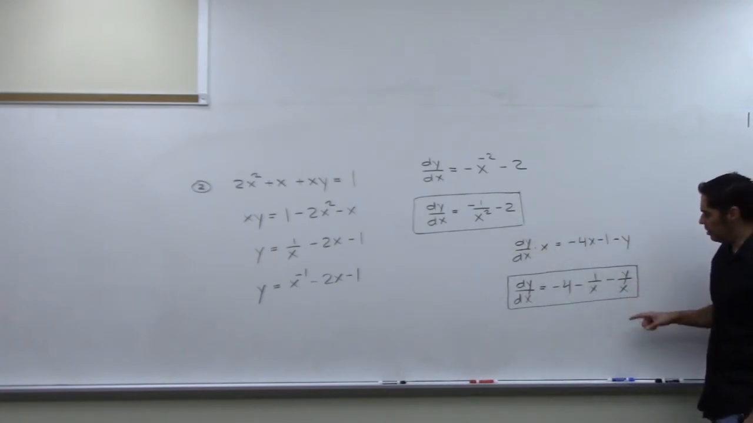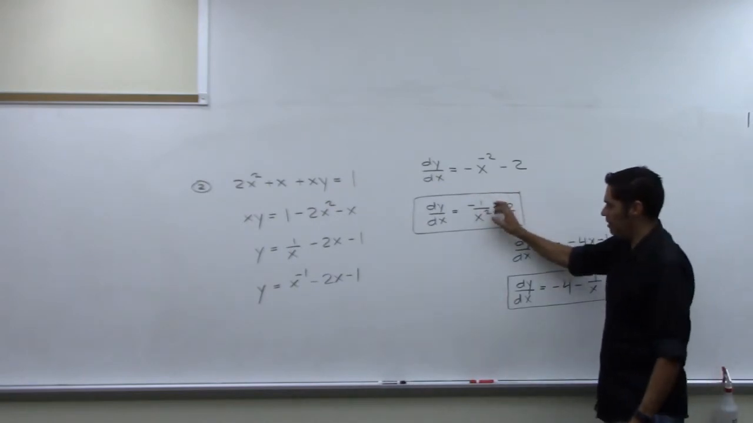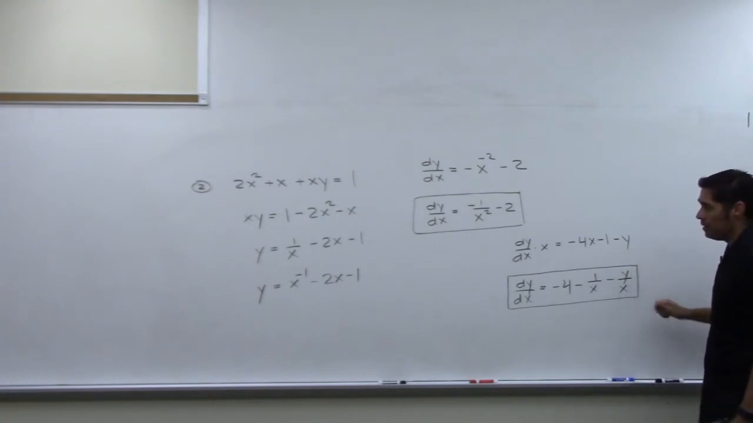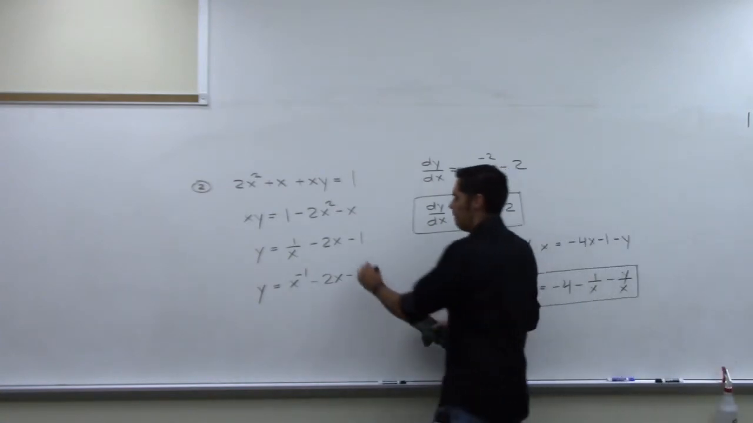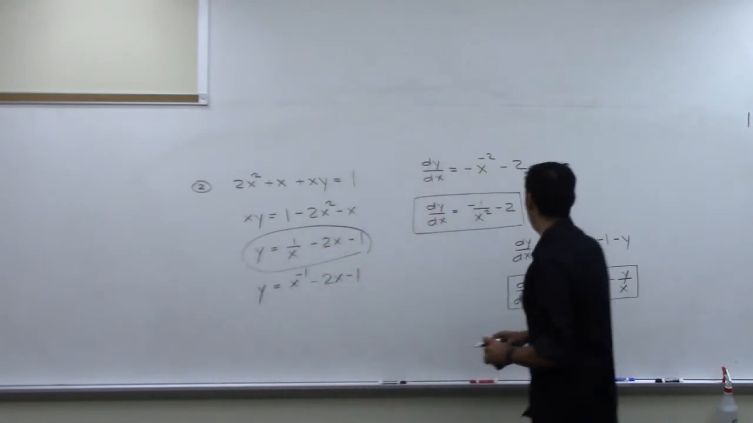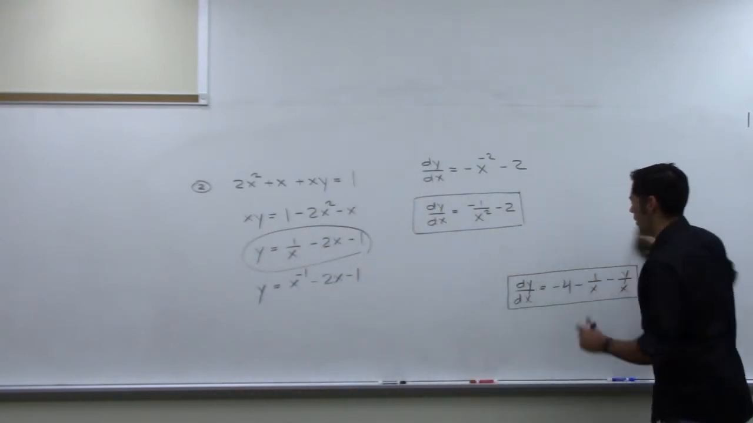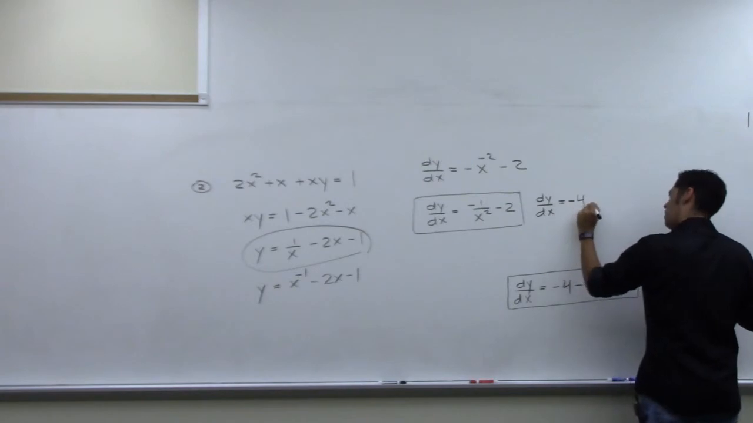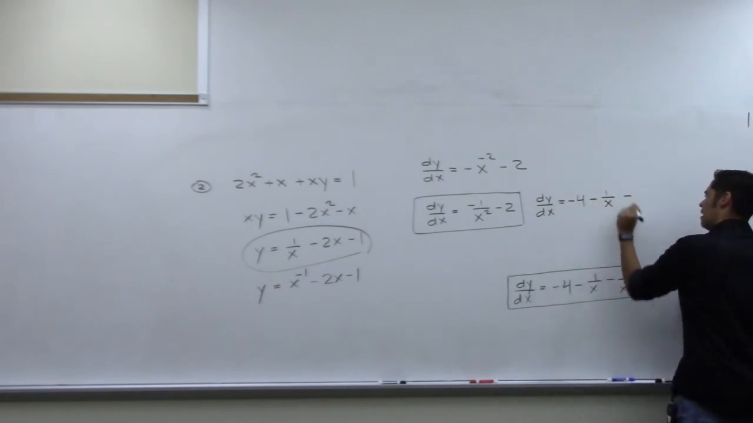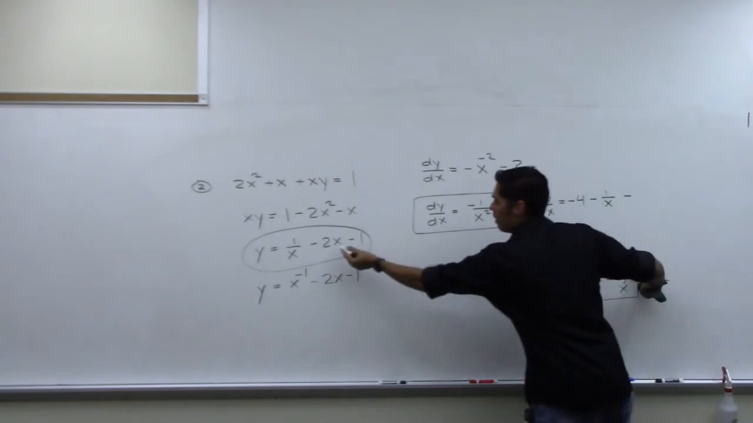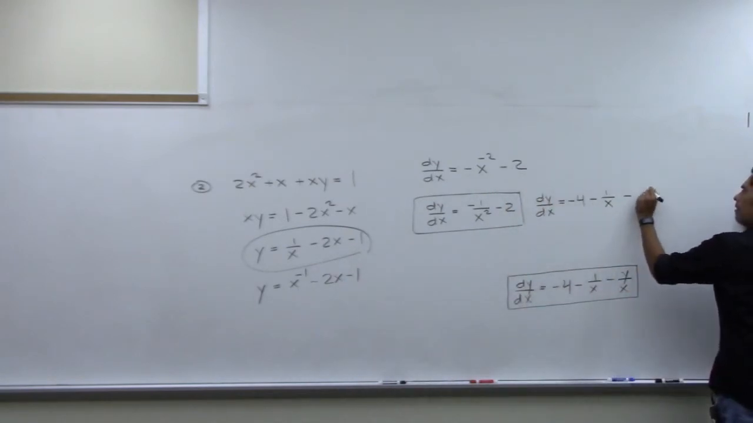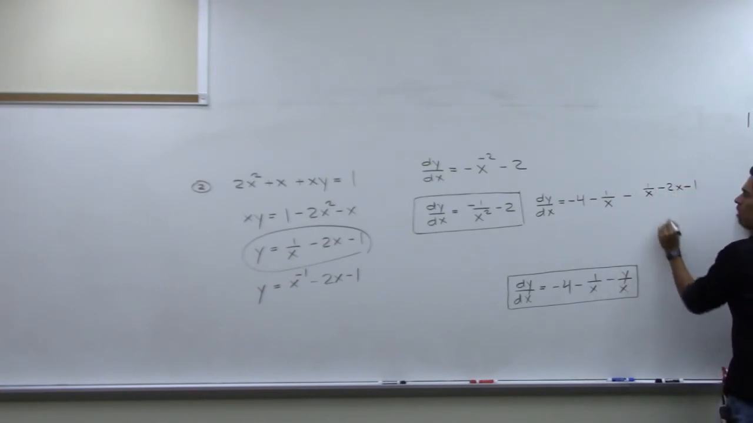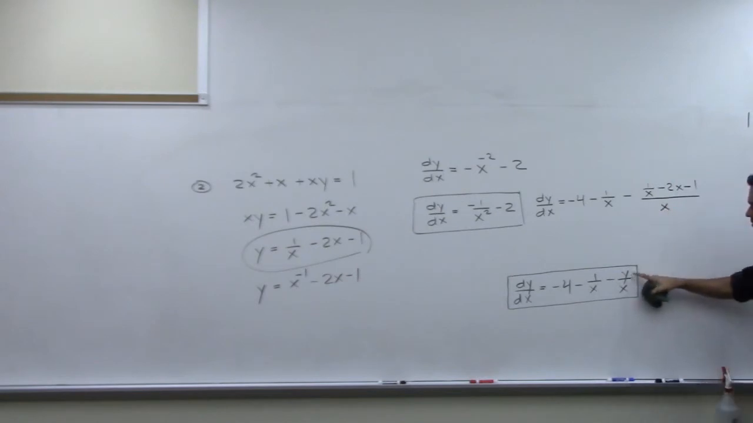So what they're saying in part C is, hey, this one just has x's in it, right? This one has x's and y's. So let's go back and replace that y with whatever it is. And I had solved for y right here. So in part C, I'm verifying. I'm going to rewrite this equation, and I'm going to do it right up here. dy dx equals negative 4 minus 1 over x minus now y, which is this right here. So I'm going to write 1 over x minus 2x minus 1, that's y, over x. Okay, so y over x.